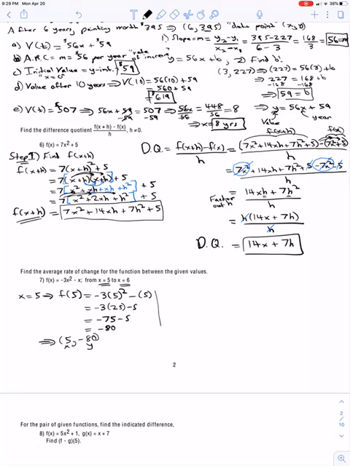So as we look at x equals 6, all right, what happens? Well, the output for that, f of 6, will equal negative 3 times 6 squared minus 6.